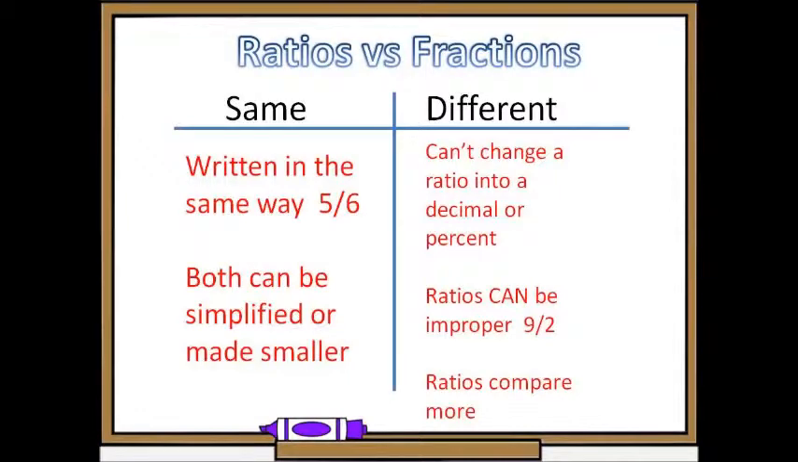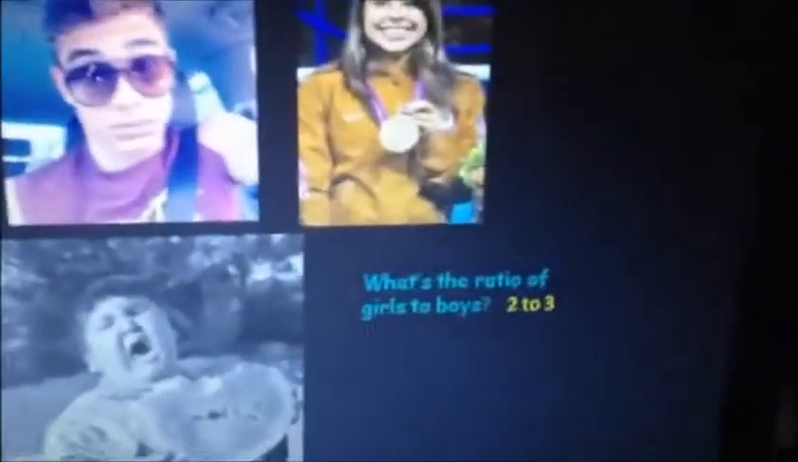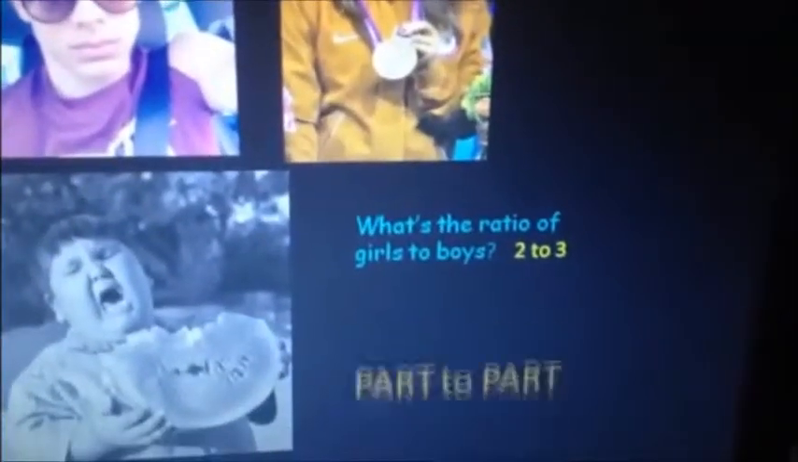First big difference is that ratios can compare a lot more than what fractions do. Fractions only compare part over whole, while ratios can compare part to part, like this example here. You have 5 people, 2 girls, 3 boys. What is the ratio of girls to boys? That's part to part.